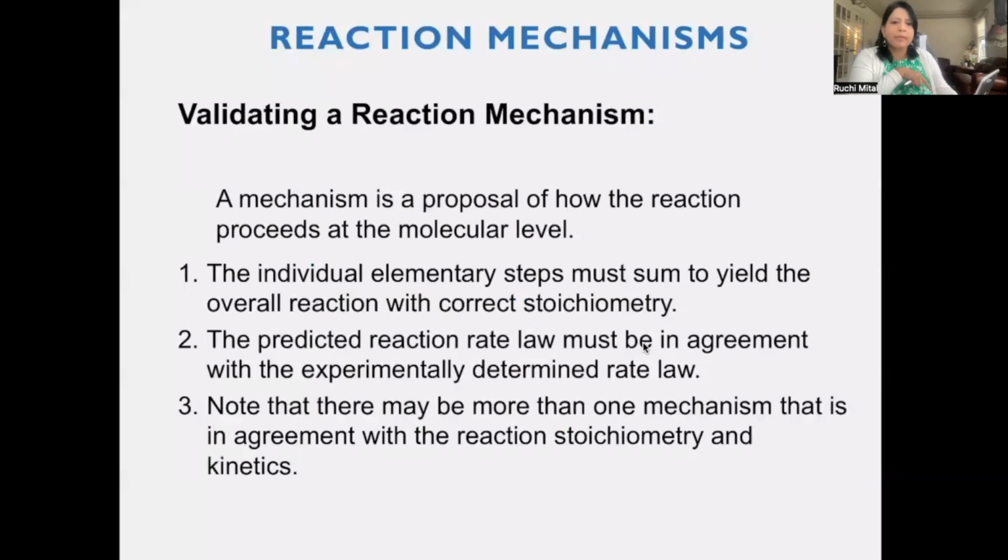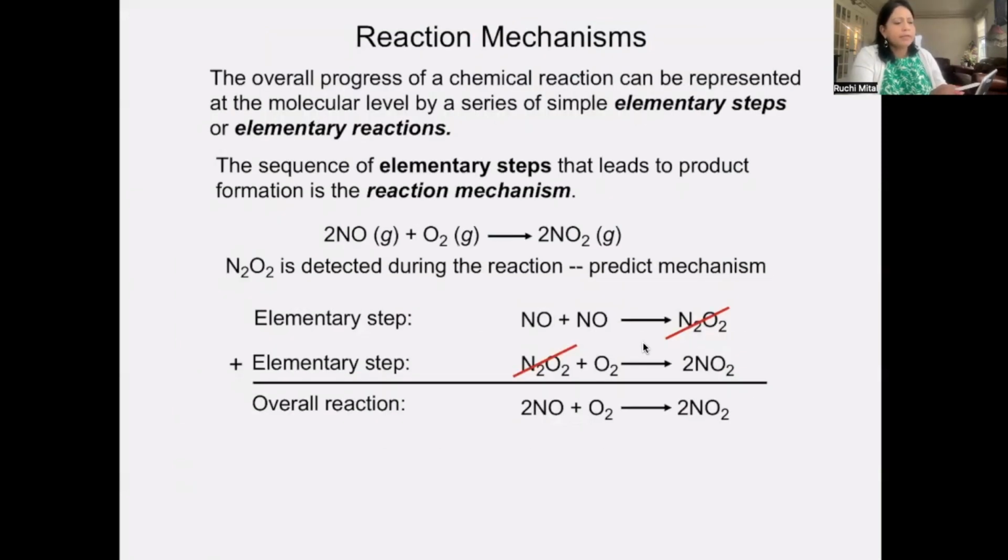Validating a reaction mechanism. The individual elementary steps must sum to yield the overall reaction and a correct stoichiometry. The predicted reaction rate law must be in agreement with the experimentally determined rate law. So, right, if you compare it with our experimental rate law, they both should be the same. Note there may be more than one mechanism that is in agreement with the reaction stoichiometry and progress of a chemical reaction. Here are your elementary steps.